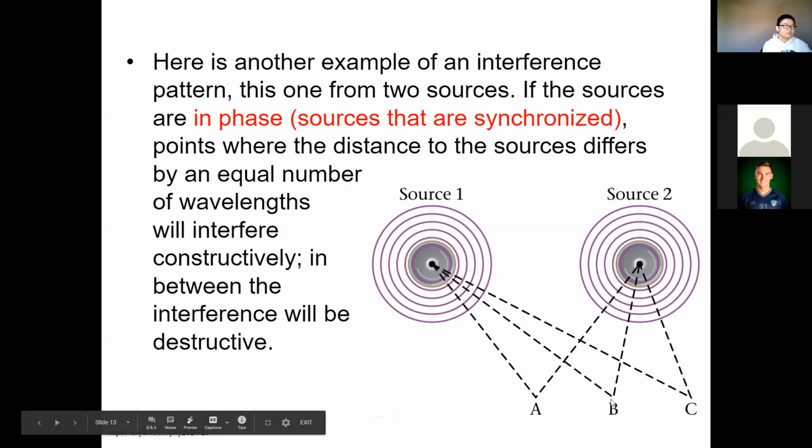Okay, and then C might be another scenario. Because of the path difference, you might well have the scenario where at point C, the maximum from source A reaches point C, and at the same time the maximum from source 2 also reaches point C. That might well be the case, or the other way around. So it just depends on the difference in path.